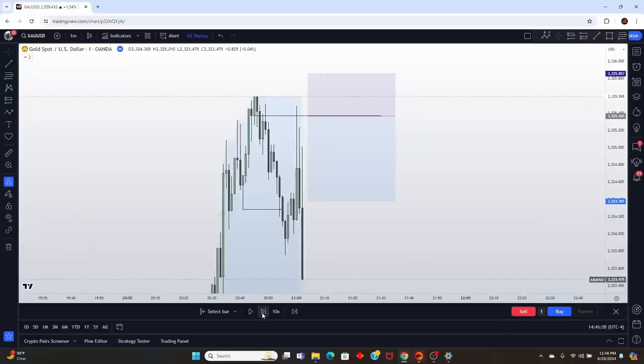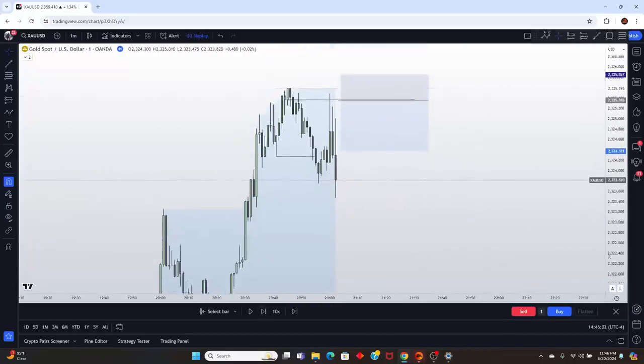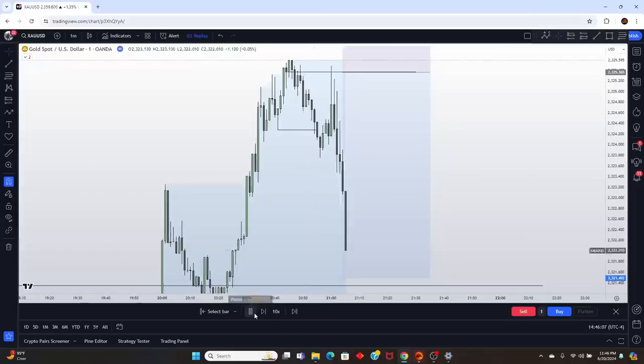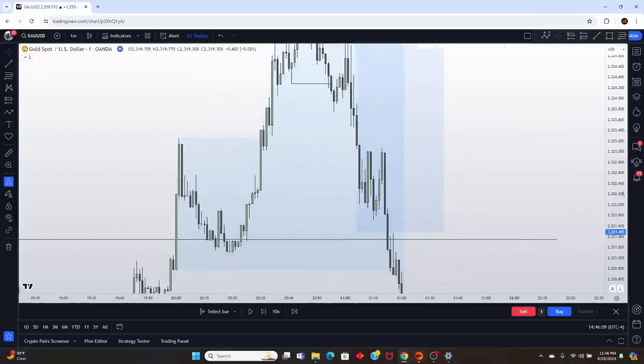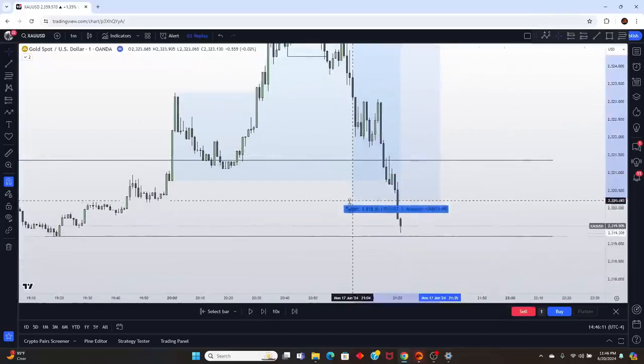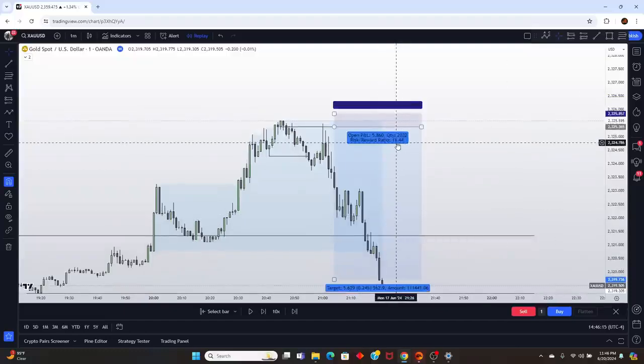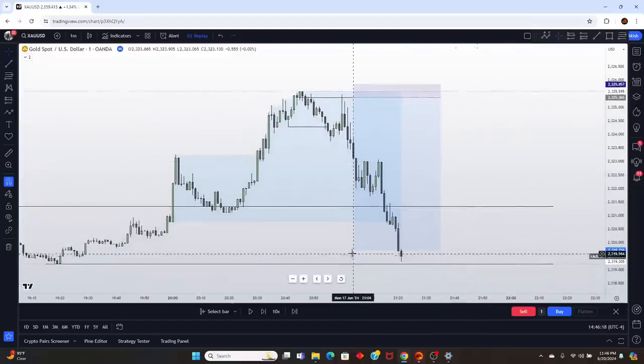So let's see. So we get a tap, and you can see how well the take profit was hit. So now if I held it somewhere around here, let's see how it played out. So you can see that price kept going down and down and down, and that would have given you an insane amount of risk to reward ratio.